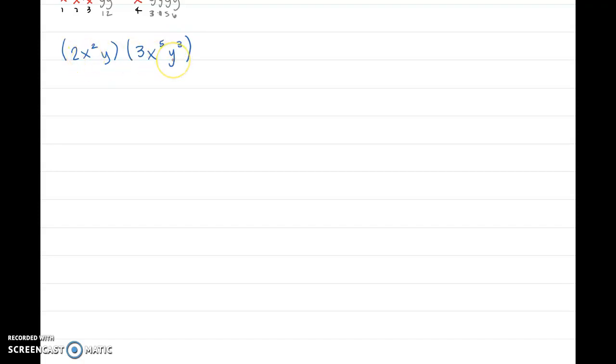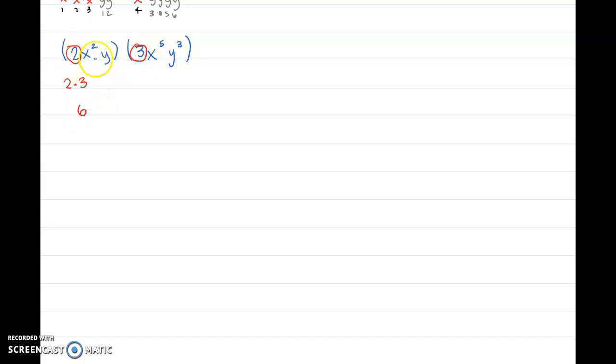The x's are still going to go together, and the y's are still going to go together. But it's the 2 and the 3 that you really need to pay attention to. This is all still being multiplied. So this is technically 2 multiplied by 3. Again, remember, parentheses mean multiply. So this is just a big giant group of multiplication. So the 2 and the 3 get multiplied together, so that's 2 times 3, which is 6.